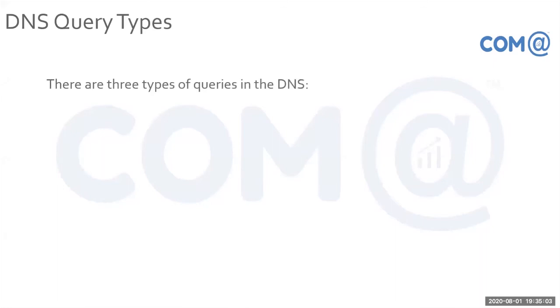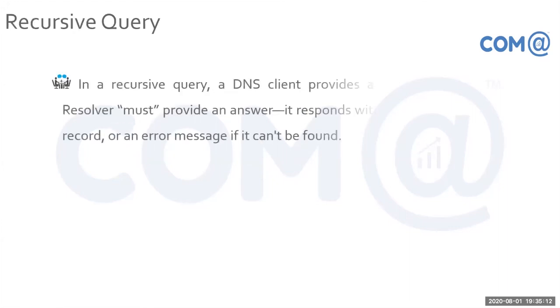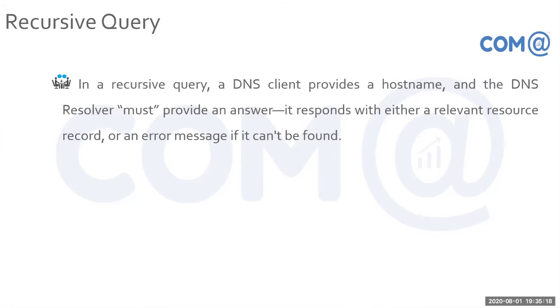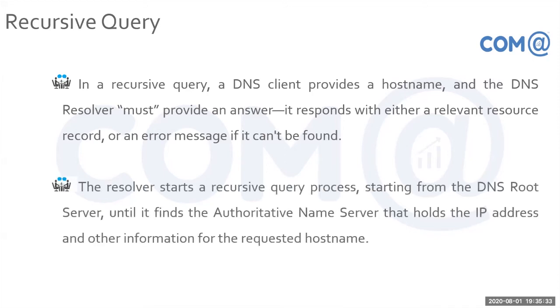And there are basically three types of queries. So non-recursive query, recursive query, and iterative query. So the recursive query is one in which the DNS client provides a host name and the DNS resolver must provide an answer. It responds with either a relevant resource record or an error message if it cannot find the particular name. So the resolver starts a recursive query process from the DNS root server until it finds the authoritative name server that holds the IP address and the other information of the requested name.